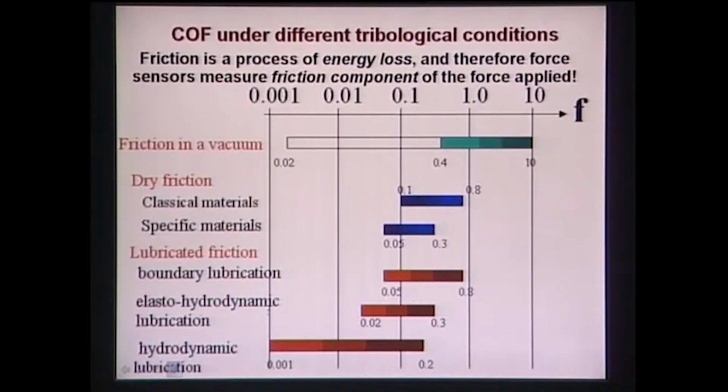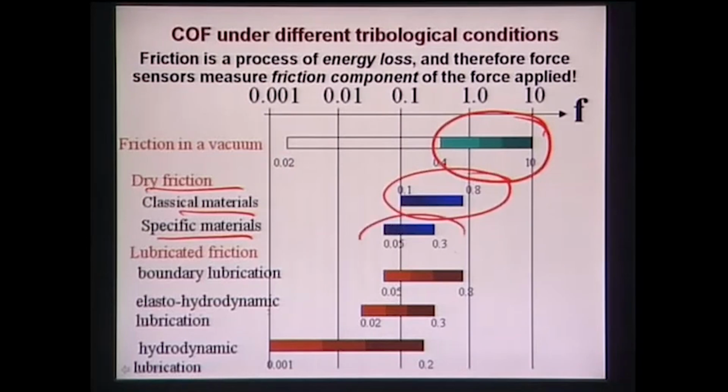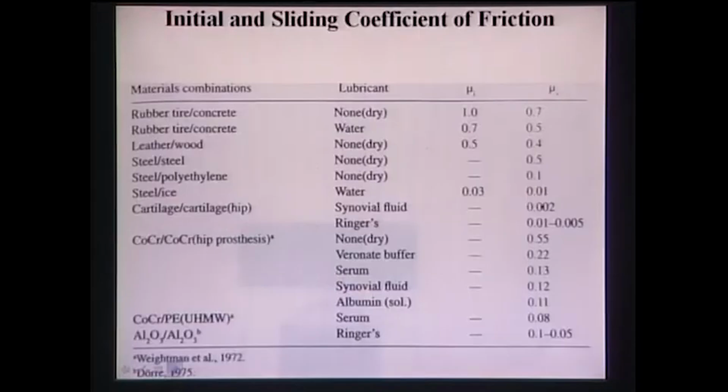So this shows the friction coefficient under different tribological conditions for self-mated steel. Now typically friction in a vacuum can be very high, up to 10 or so. Dry friction, for classical metals or specific metals, can vary from 0.1 to 0.8 or 0.05 to 0.3. Lubricated friction has values between 0.05 to 0.8 and 0.02 to 0.3. Now this is the initial and sliding coefficient of friction.